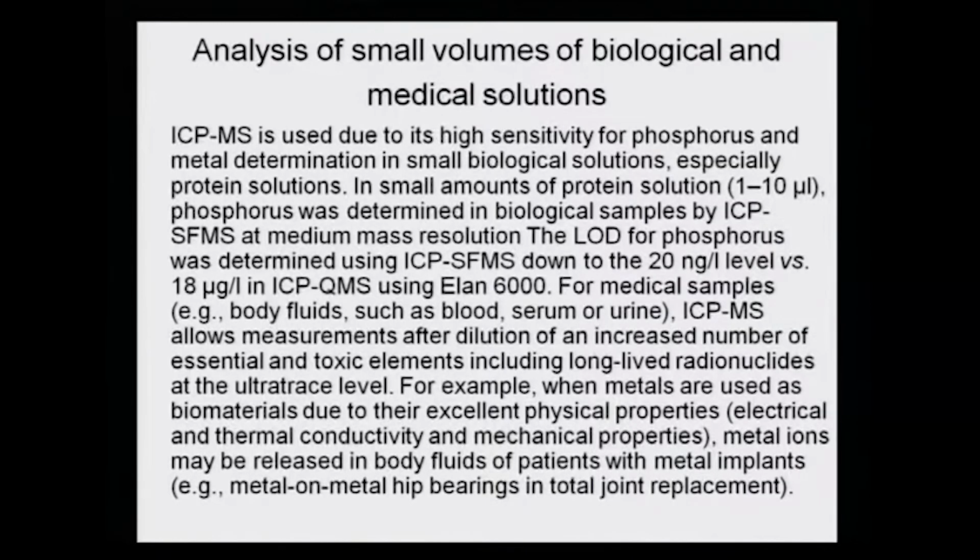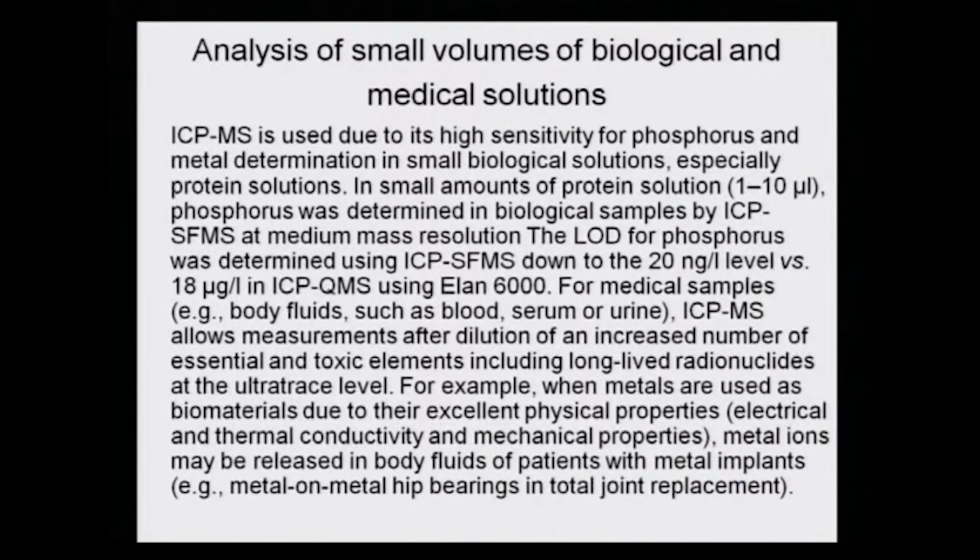Now, you see that the phosphorus content in these biological samples is in either nanogram or microgram, and can be easily detected with the help of ICP-SFMS or ICP-QMS. If one needs to analyze in nanogram per liter, then ICP-SFMS is the answer, and if the analyte is in microgram, ICP-QMS is the answer. For medical samples, that is body fluids such as blood, serum, urine, these are the usual samples which have to be analyzed for certain biological and medical solutions.